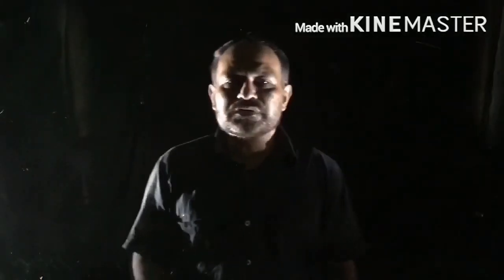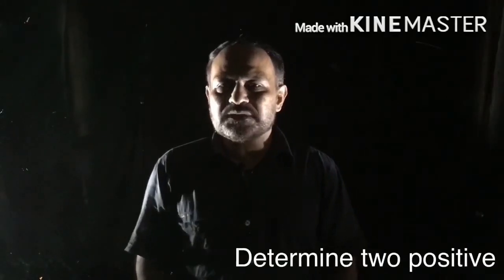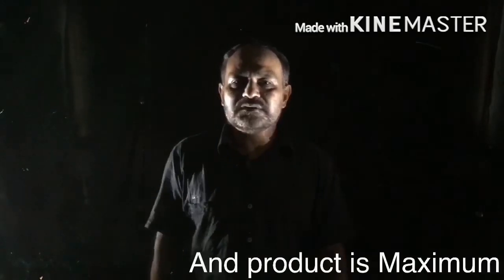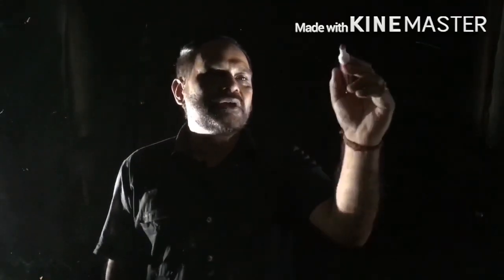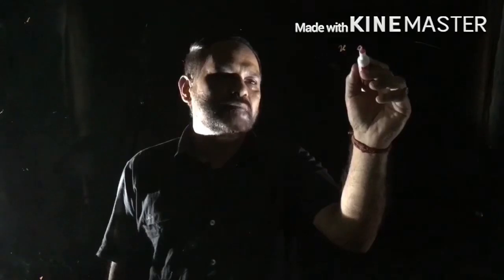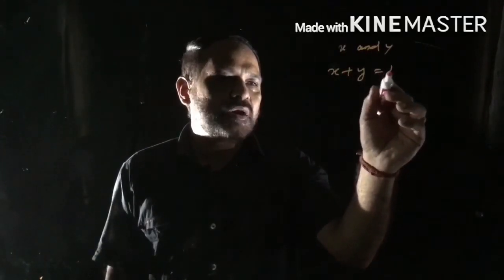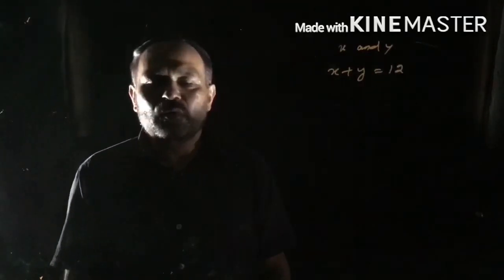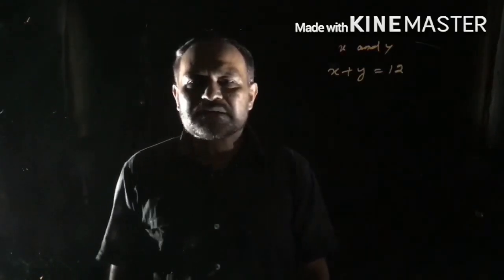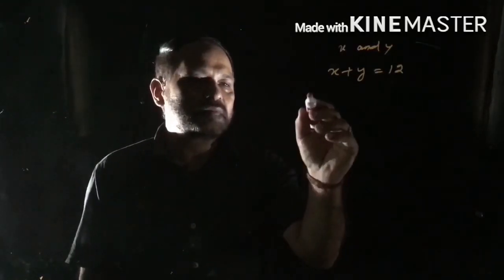Let's start to solve some word problems. The question is: determine two positive numbers whose sum is 12 and product is maximum. Here, two positive numbers are given. Let the numbers be x and y. What is given? x + y = 12. We have to find the maximum value of xy.